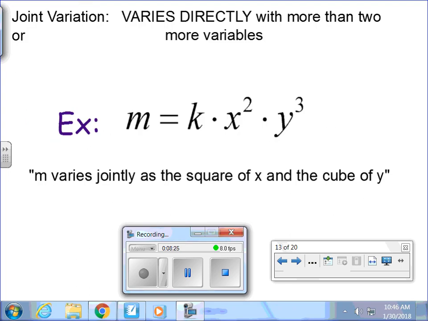All right, we're going to go ahead and talk about what the term joint variation means. If you're reading a problem and they use that word joint variation, it basically means direct variation, but with more than one variable. So they might say something such as m varies jointly as the square of x and the cube of y. You just make them all direct, okay? Easy enough.